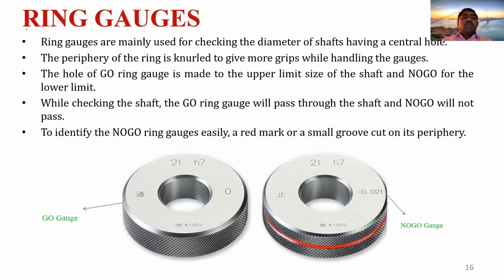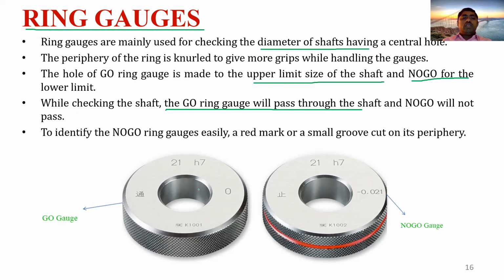So this is called the ring gauge. Ring gauges are used for checking the diameter of shafts, having a central hole. The periphery of the ring gauge is knurled to provide some grip while handling the gauges, and the hole of the go ring gauge is made to the upper limit of the size of the shaft and no go for the lower limit. While checking the shaft, the go ring gauge will pass over the shaft and the no go end will not pass.